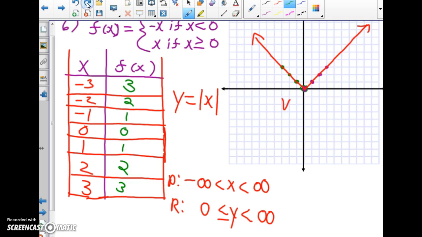So here's the point we're advancing on. This is the vertex. Does this thing have a minimum or a maximum? A minimum. The minimum is 0, 0. That's on the next question. Does it have an x-intercept? Yes. What is it? It's 0. Does it have a y-intercept? Yes. What is it? 0.